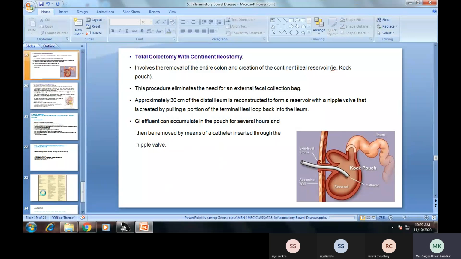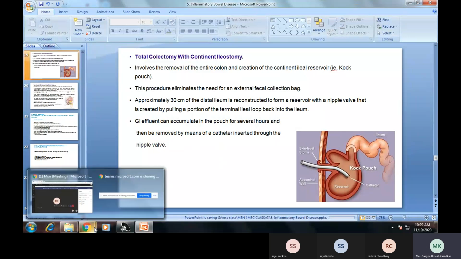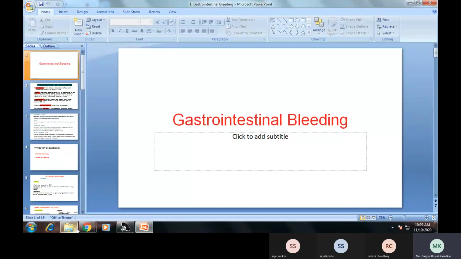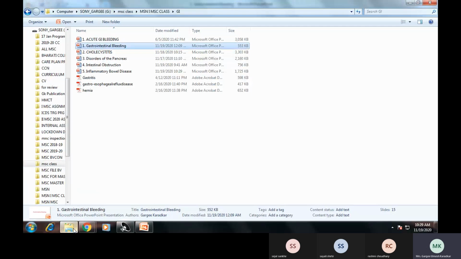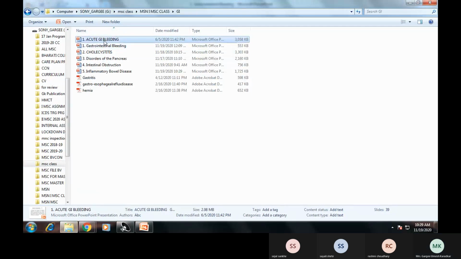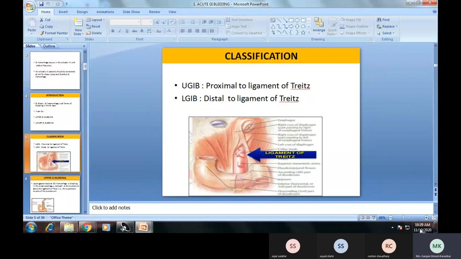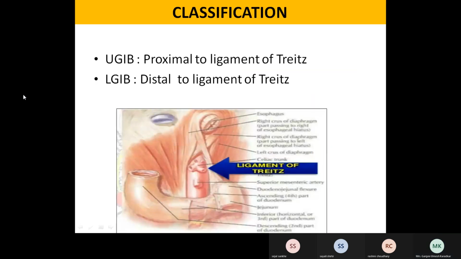Now one more topic I think I can be able to complete, that is acute GI bleeding. Sorry, acute GI bleeding is not for you all. It is in the second year, but you have gastrointestinal bleeding. Okay, just to give an idea of what is the classification, this is what I just want to show you first.